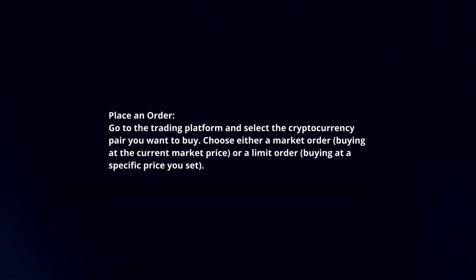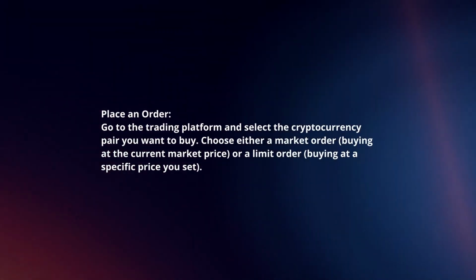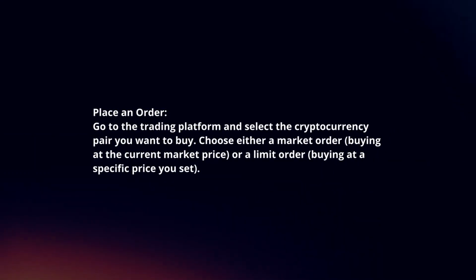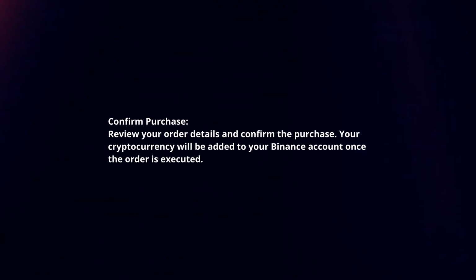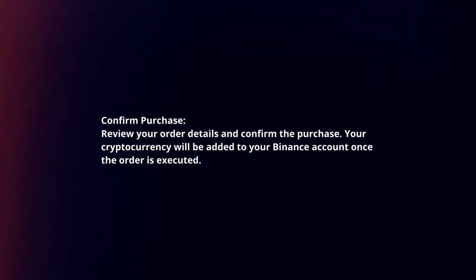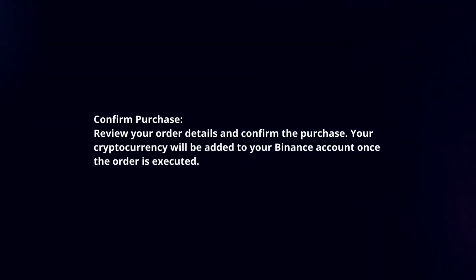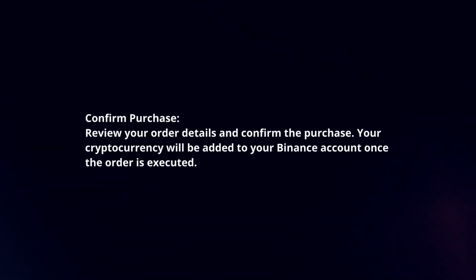Place an order. Go to the trading platform and select the cryptocurrency pair you want to buy. Choose either a market order or a limit order. Confirm purchase. Review your order details and confirm the purchase. Your cryptocurrency will be added to your Binance account once the order is executed.